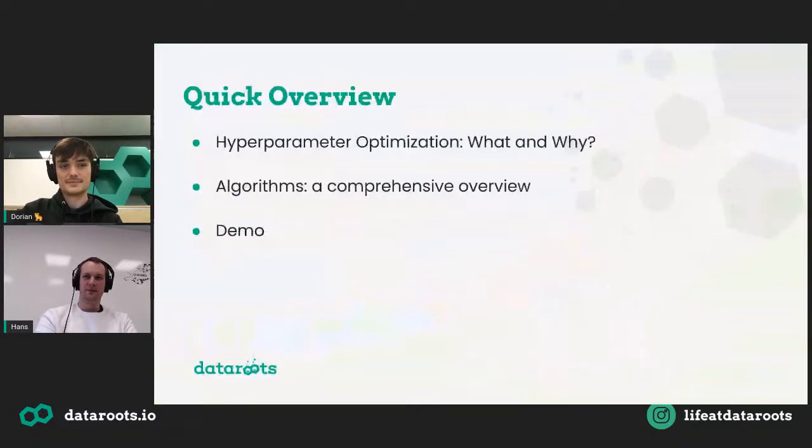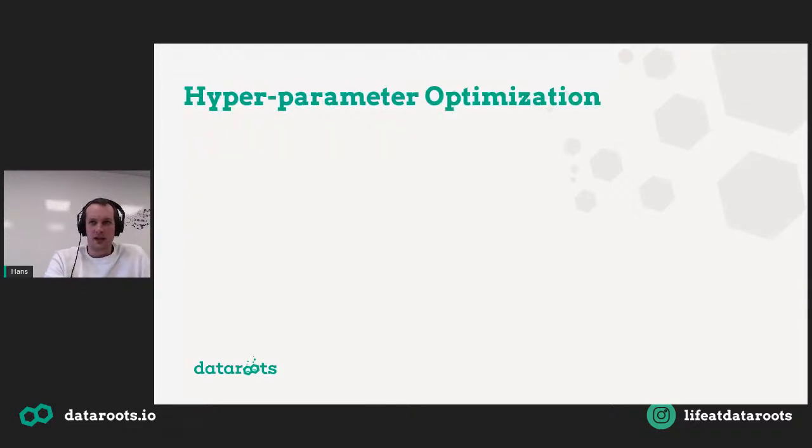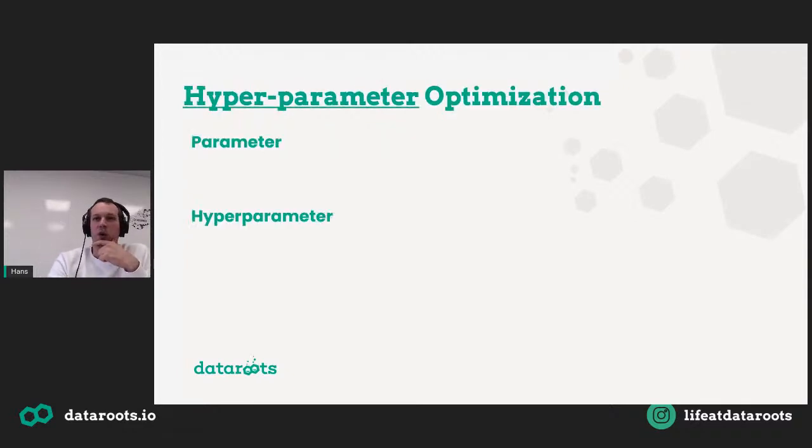Okay, so a quick overview of what I'm going to present today is basically what is hyperparameter optimization, why do we need it? I will give a comprehensive overview of some algorithms that are out there that are aimed at making our life easy, and indeed compare them using a quick demo. So first, hyperparameter optimization. What is it?